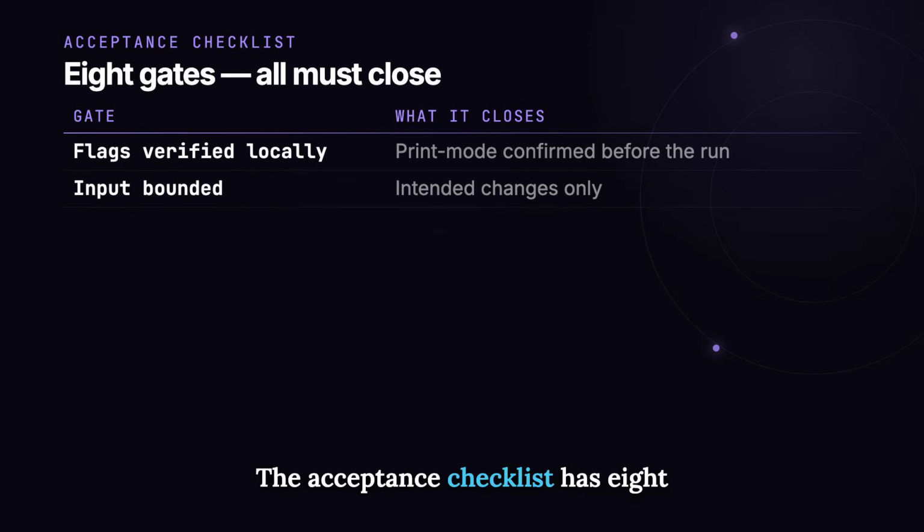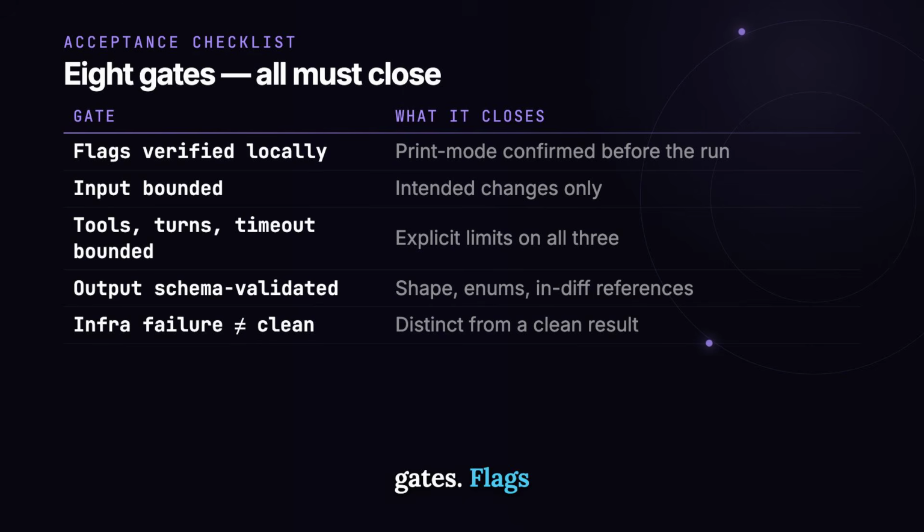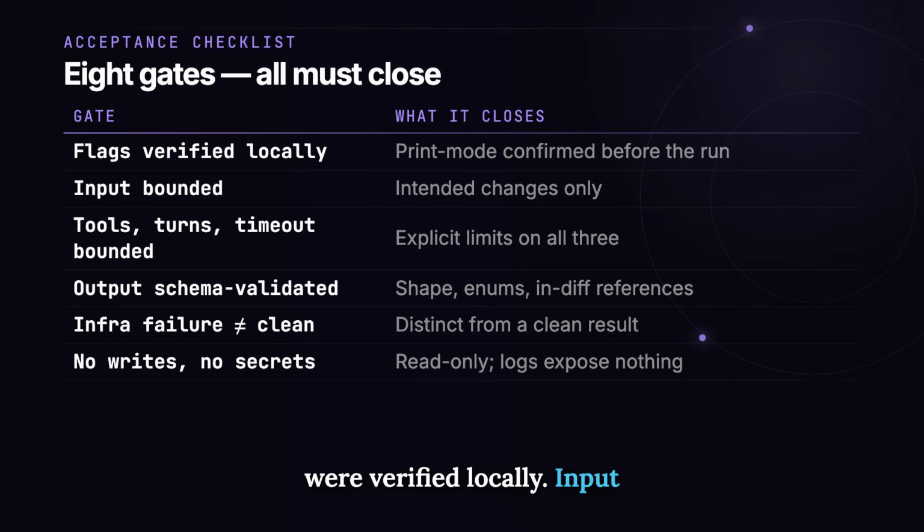The acceptance checklist has 8 gates. Flags were verified locally. Input is bounded to intended changes. Tools, turns, and timeout are bounded. Output is schema validated. Infrastructure failures are distinct from clean results. No external or repository write occurs. Logs do not expose secrets. And the job is advisory by default. All 8 close before this job belongs anywhere near a merge gate.